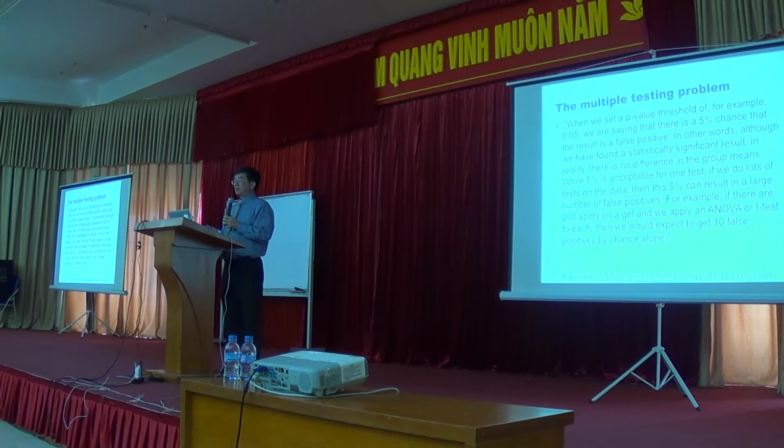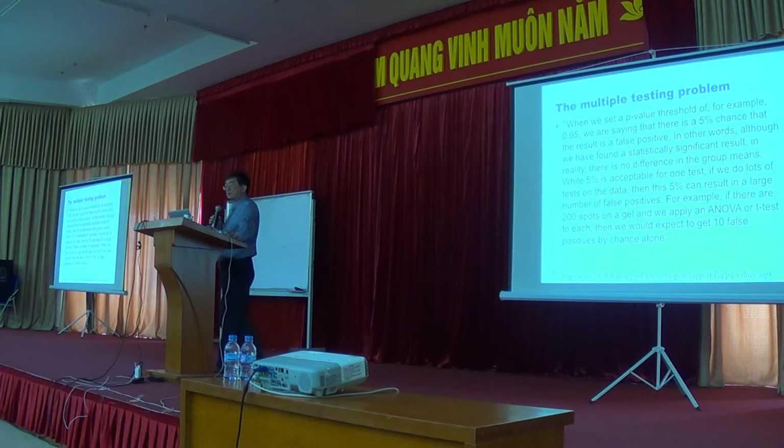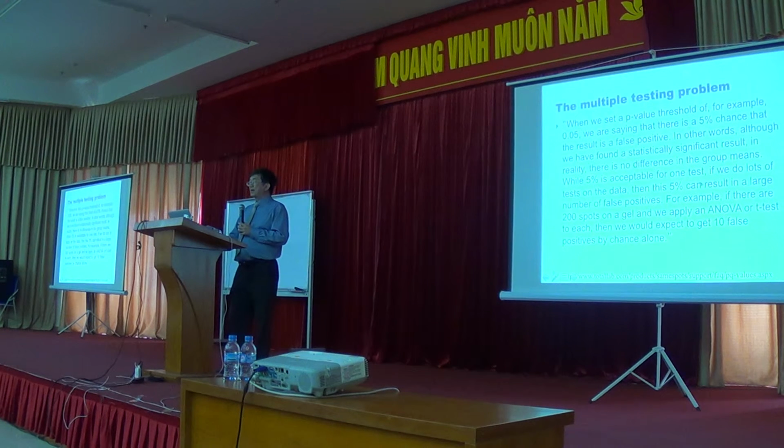The multiple testing problem. When we set a p-value threshold, for example 0.05, we're saying that there is a 5% chance that the result is a false positive. In other words, although we have found a statistically significant result, in reality there is no difference in the group means. Well, 5% is acceptable for one test. If we do a lot of tests, then this 5% can result in a large number of false positives.